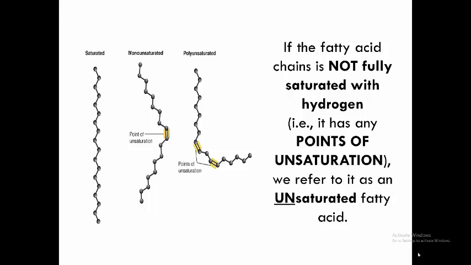If there's one point, then mono means one, so it's a monounsaturated chain. If there are multiple points, poly means multiple or many, it is a polyunsaturated chain. So remember, there's always going to be three of these attached to a glycerol backbone. We're just examining the different structures of a single chain from a visual standpoint.